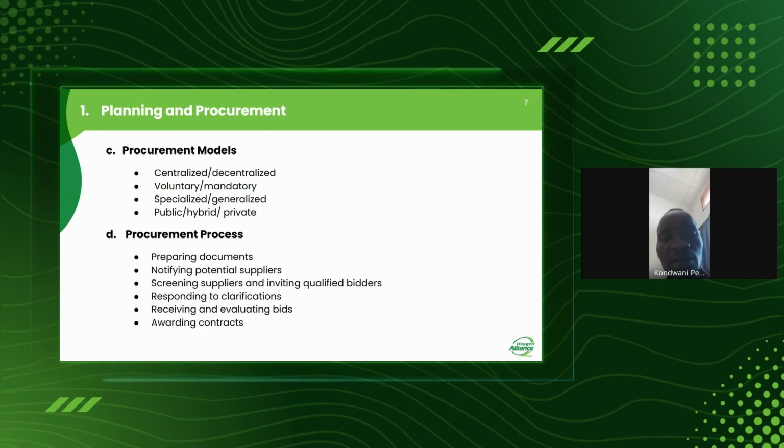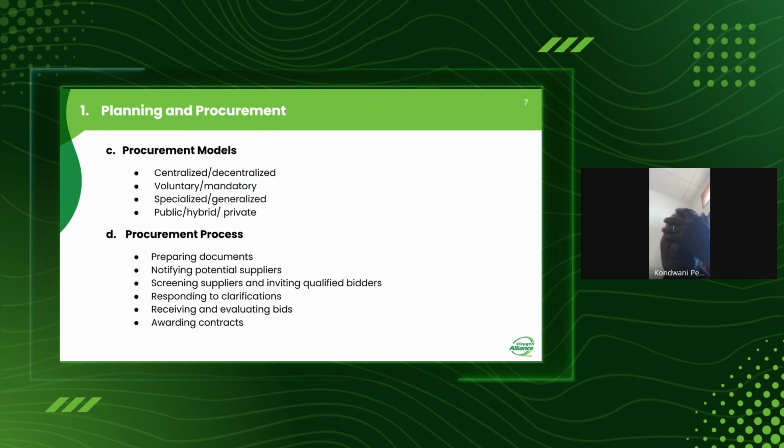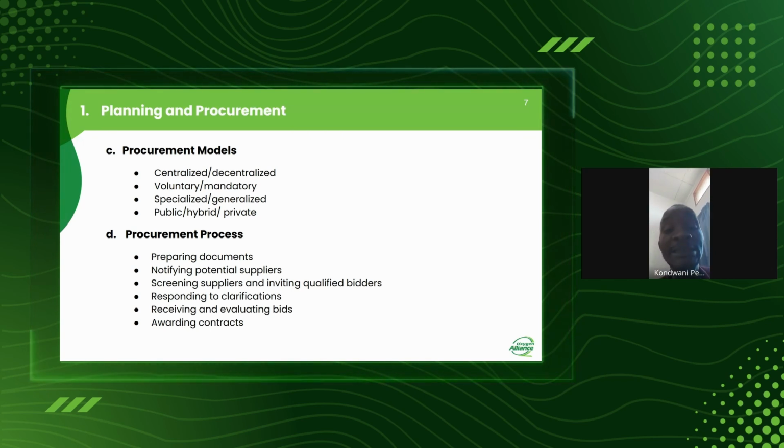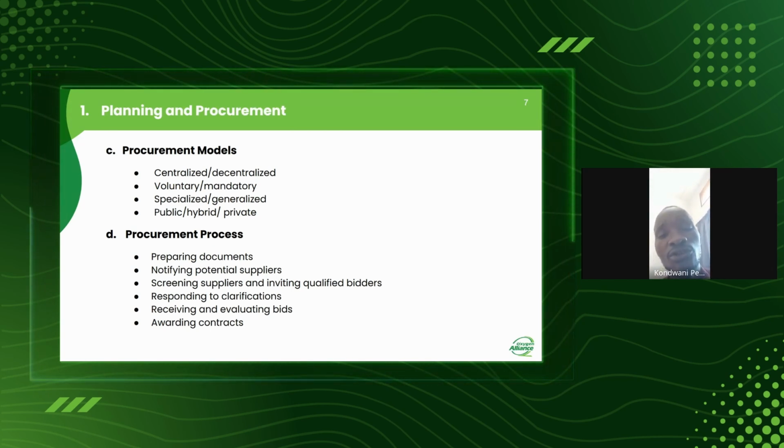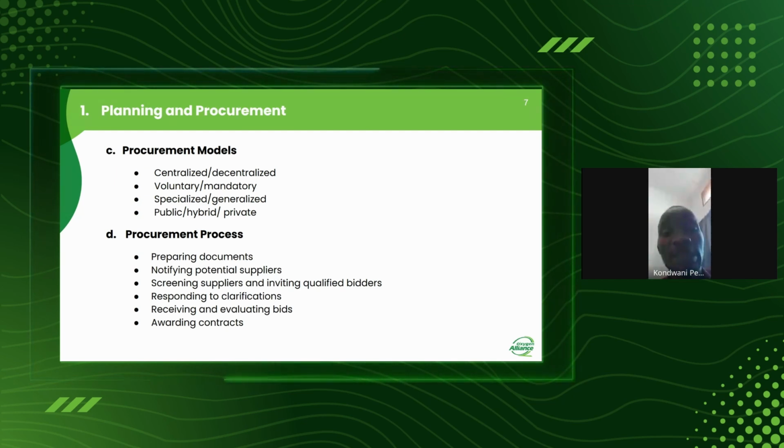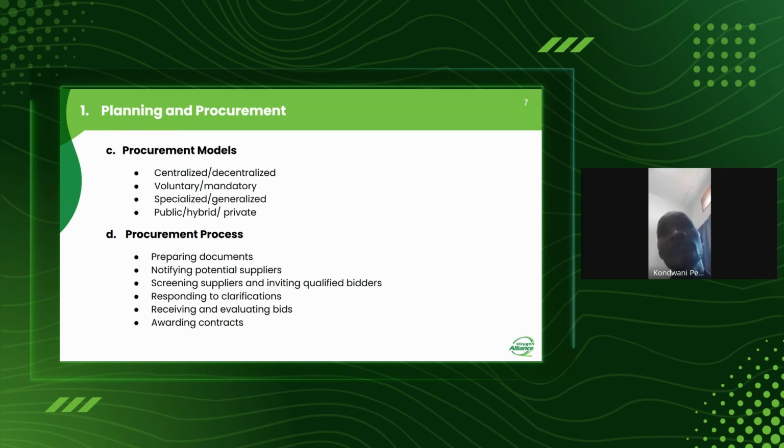Now, after you have developed your procurement processes and your specifications, you submit your specifications to the procurement bodies. There are different procurement models, which will be discussed ahead. We can have centralized or decentralized, voluntary or mandatory, specialized or generalized, or public, or hybrid, in which we have both public and private, or even the private as a single body.